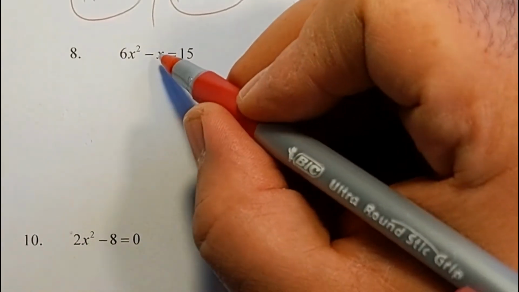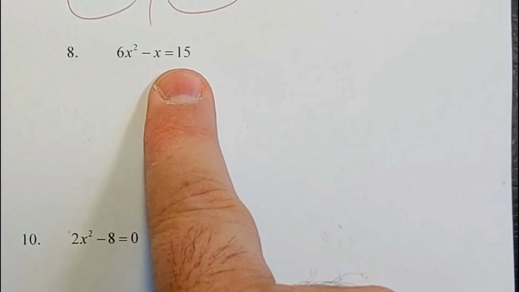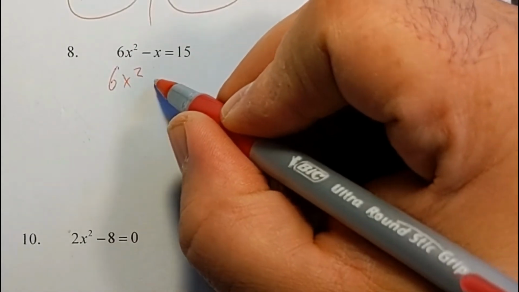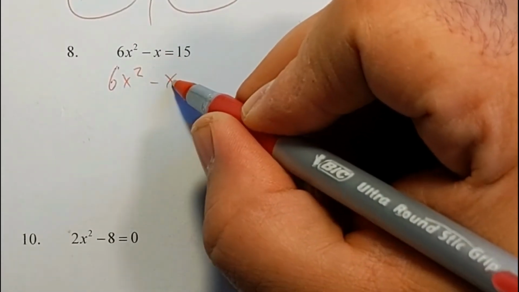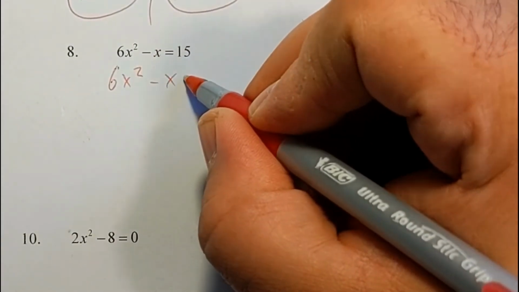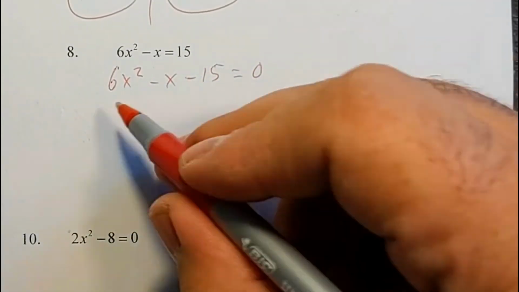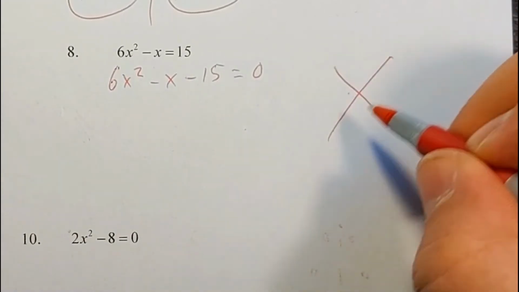Number 8, again, it's not set up in standard form. I need to move this 15. So I'm going to rewrite it. 6x squared is going to stay there. The negative x stays there on the left. And then when I move this across, it's going to be negative 15. And now I have 0 on the right side. This is the standard form that I'm looking for.